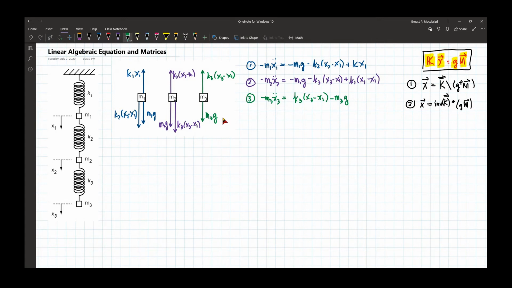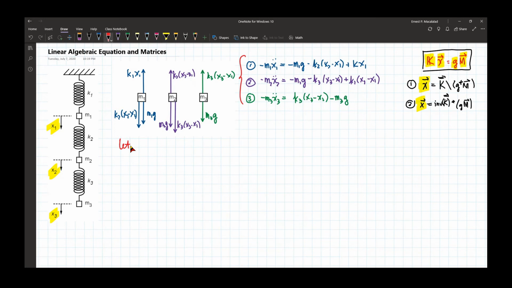Okay, so if we're going to rearrange this in this form, you will notice that x1, x2, and x3 are the position functions of m1, m2, and m3, and these are the three functions that we're going to find. So that corresponds to the unknowns here. So that means we have to express the simultaneous linear equations in this form.